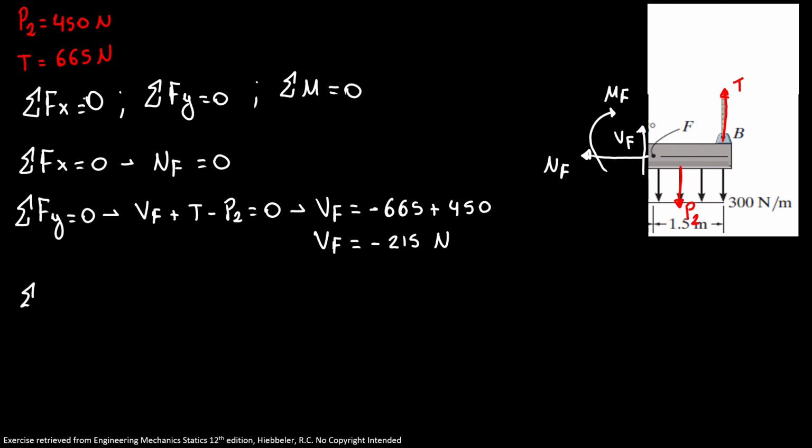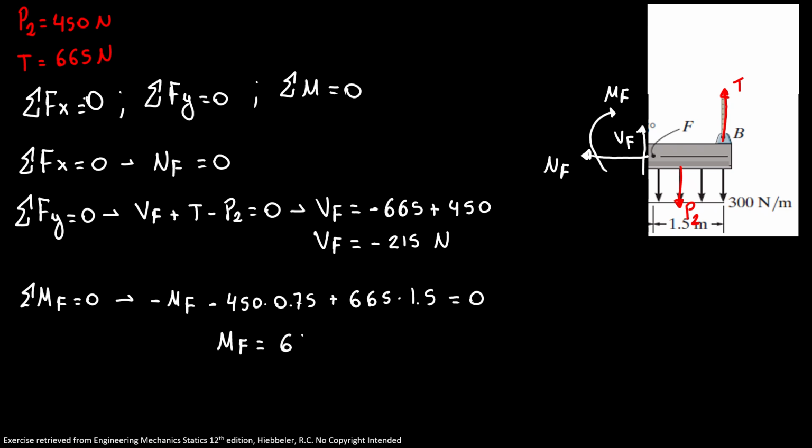Now the sum of moments at F is equal to 0. Here we have minus our moment F because it's clockwise, minus 450 times 0.75 plus 665 times 1.5 is equal to 0. Here our moment at F is equal to 660 newton meters as well. So now we've finished our exercise.